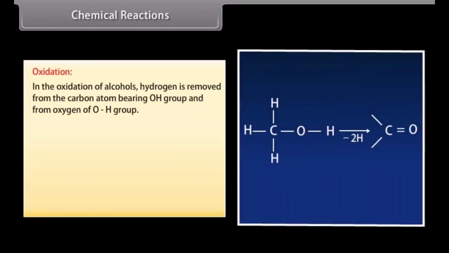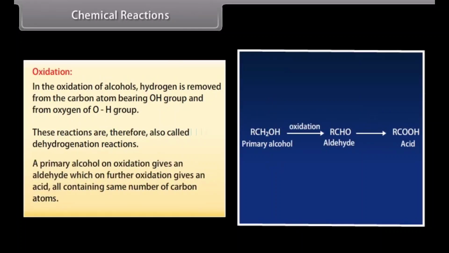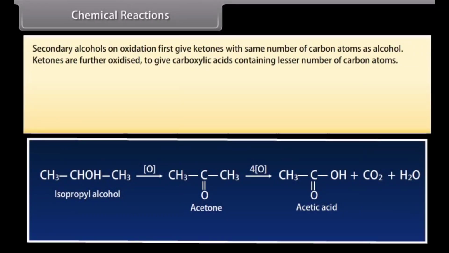Oxidation. In the oxidation of alcohols, hydrogen is removed from the carbon atom bearing the OH group and from the oxygen of the OH group. These reactions are, therefore, also called dehydrogenation reactions. A primary alcohol on oxidation gives an aldehyde which on further oxidation gives an acid, all containing the same number of carbon atoms. Secondary alcohols on oxidation first give ketones with the same number of carbon atoms as the alcohol. Ketones are further oxidized to give carboxylic acids containing a lesser number of carbon atoms.